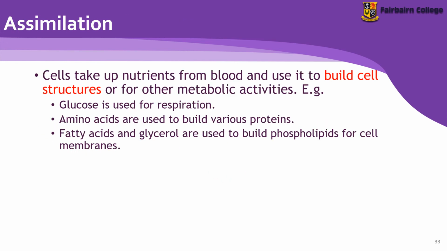Once nutrients enter the blood system, they can be taken up by cells to use for various metabolic activities as well as to build new cellular structures. This process is called assimilation. Examples of uses of nutrients by cells are glucose that is used for respiration to make energy, amino acids which are used to build new proteins needed throughout the body, and fatty acids and glycerol which are used to make phospholipids, which are needed to make and repair cell membranes.